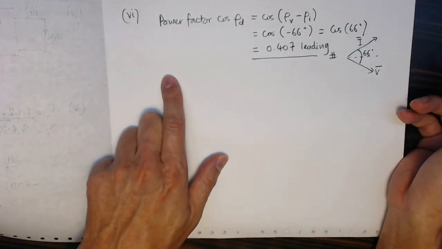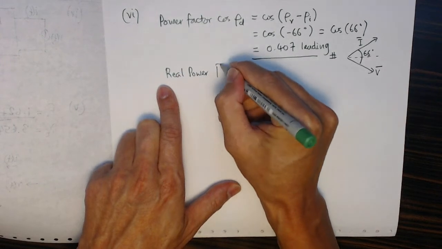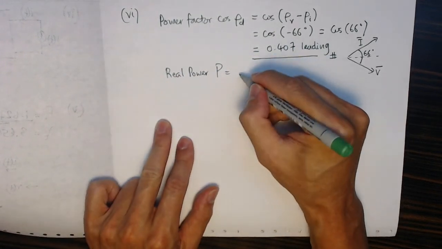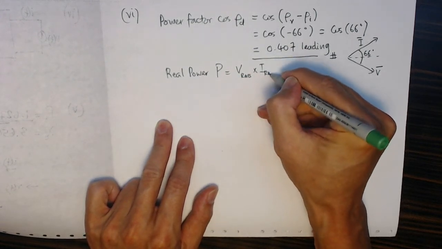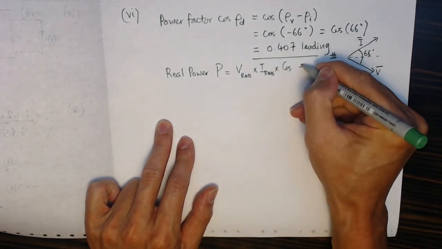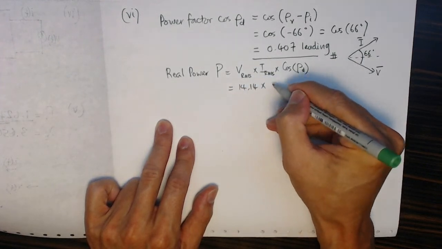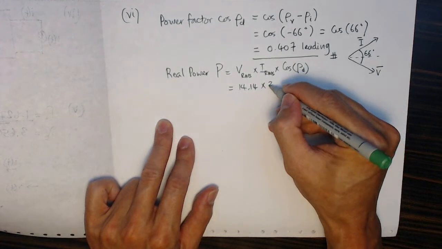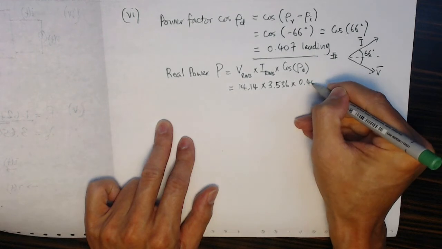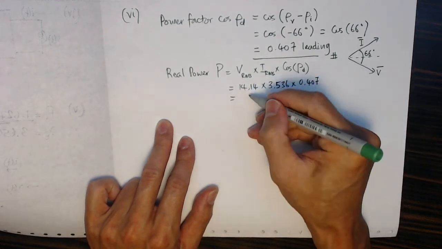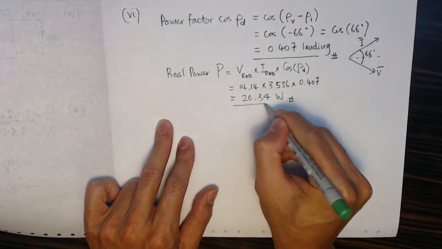Next, we want to know the real power. The real power P is given by the RMS voltage multiplied by the RMS current multiplied by the cosine of the phase difference angle. That equals 14.14 multiplied by 3.536 multiplied by 0.407. That gives us a power of 20.34 watts. Remember, power is in watts.